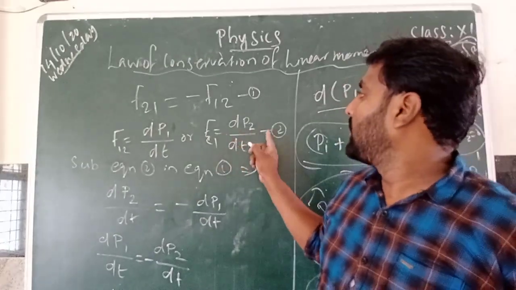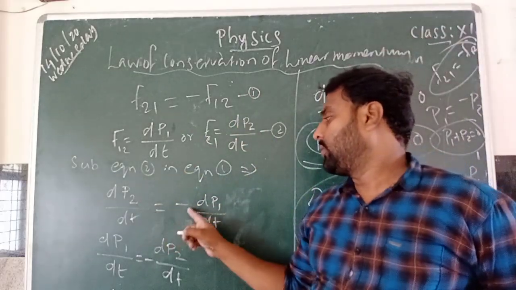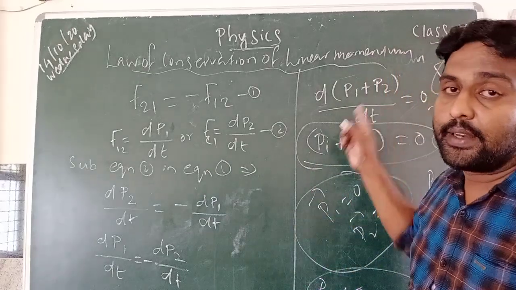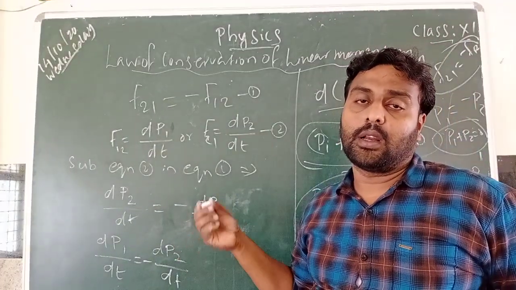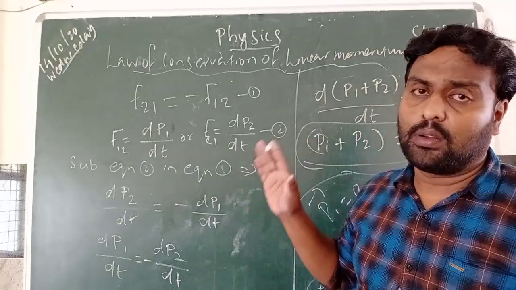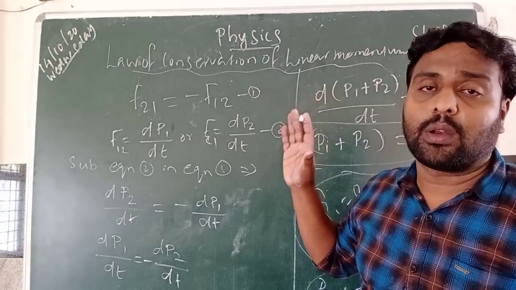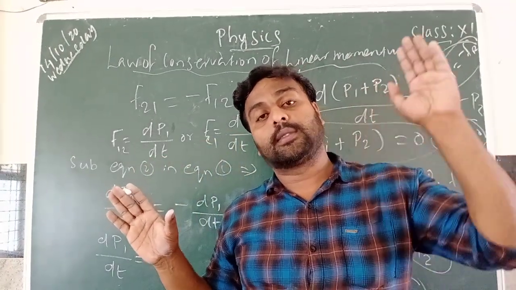Then substitute these two in equation 1. So what will come? dP2 by dt. For this equation derivation, you will get some marks. Then the writing of the law. After that, you have to write the example, the gun example. So it is a 5-mark question, a very very important 5-mark question, which was previously asked in many exams.